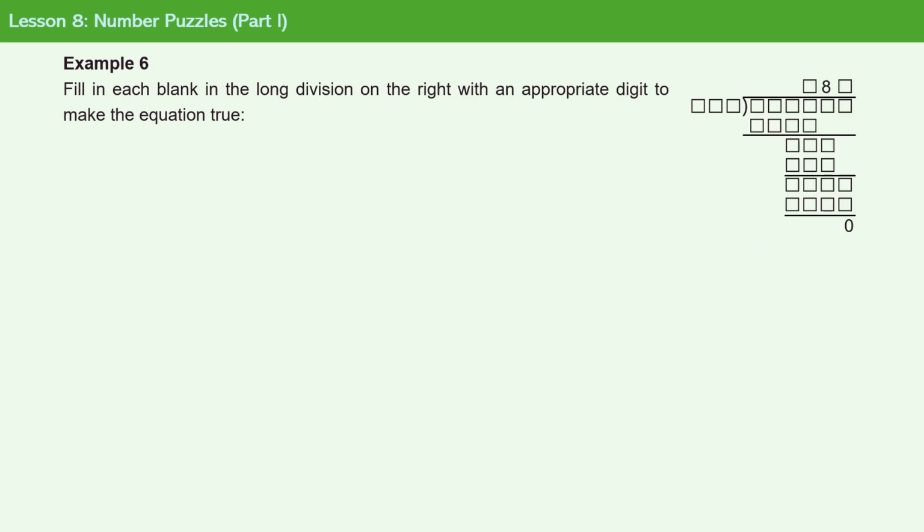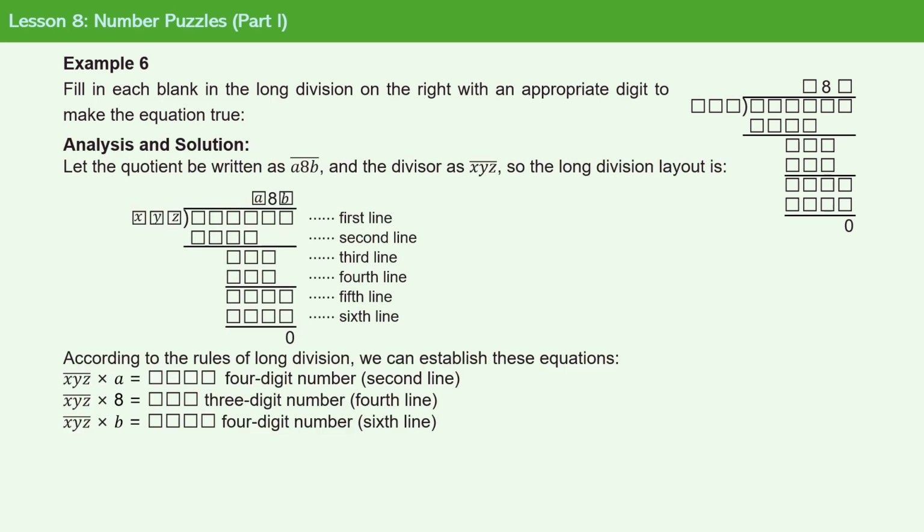Example 6. Fill in each blank in the long division on the right with an appropriate digit to make the equation true. Let the quotient be written as A8B, and the divisor as XYZ, so the long division layout can be expressed as follows. According to the rules of long division, we can establish these equations.